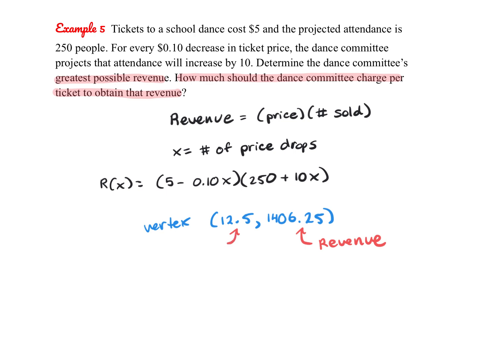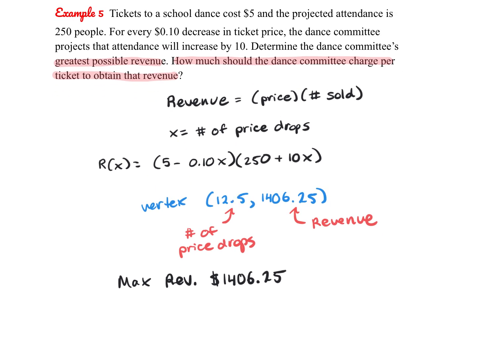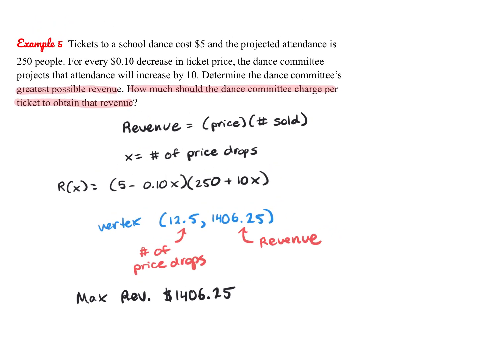So remember that the Y value of the vertex, this actually is revenue. But the X value, remember, is the number of price drops. So this does represent my maximum revenue, but this is the number of price drops to maximize that revenue. But I want to know what the actual price should be set at. So first, let's record our maximum revenue is $1,406.25.